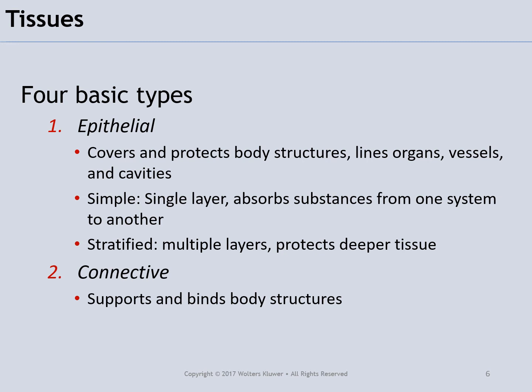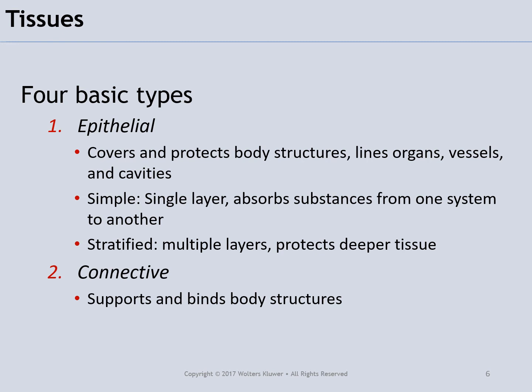There are 2 types of epithelial tissue, simple and stratified. Simple epithelium is just one flat little row of cells. Imagine if you took a bunch of pancakes and laid them all next to each other. Simple epithelium is found in areas of the body where we're absorbing substances from one system to another. A good example of this is your intestines. Your small intestines are lined with simple epithelium because we are absorbing nutrients from the inside of the intestine into your bloodstream.